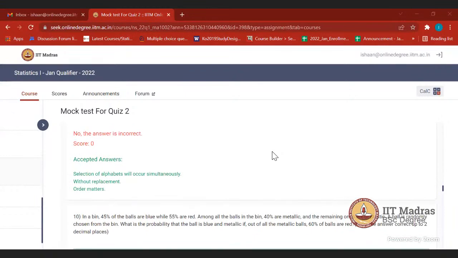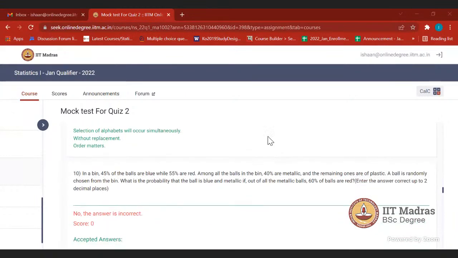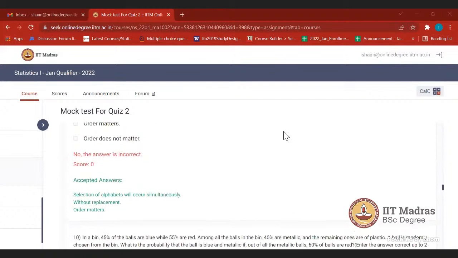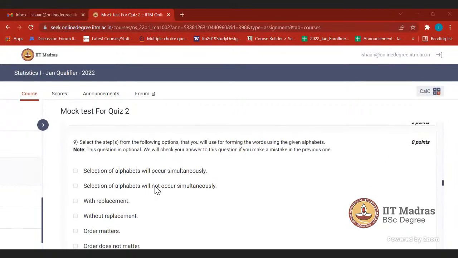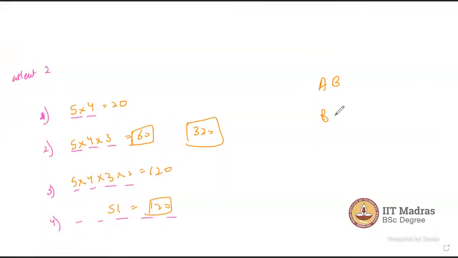Any doubt in question 9 by now? How does order matter here? See, you have to make the words. If I write the word AB or BA, these two are different. Order does matter. If I am putting A at the first place or at the second place, these are different cases. So that's how order matters.